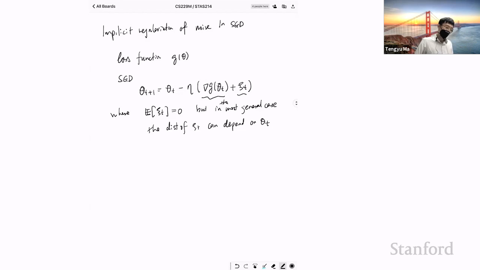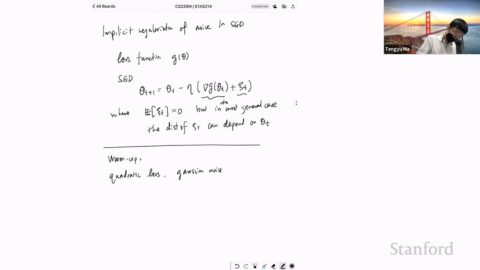Okay, what we're trying to do is gradually build up our intuition about how this noise affects our optimization algorithm. We're going to have several levels of warm up. The first warm up is: what if you have a quadratic loss function? Quadratic loss pretty much means that you have a linear model under the hood, but here I don't even have model parameterization. I only have a loss function g theta. Say we have a quadratic loss function, Gaussian noise, and one-dimensional functions.